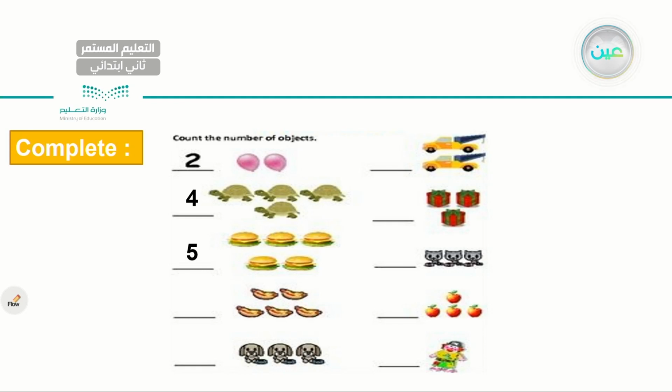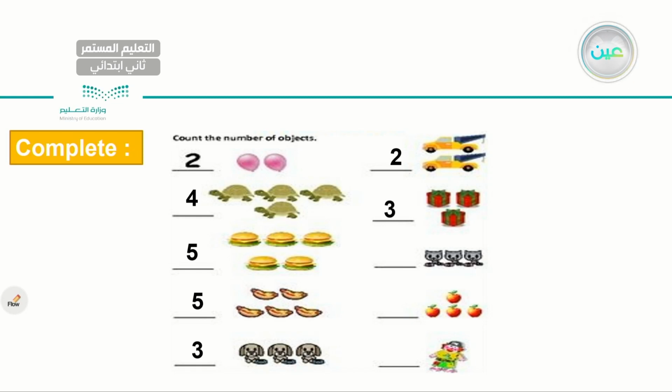Next, how many hot dogs or sandwiches can you see? Count. 1, 2, 3, 4, 5. I have 5 hot dogs. Very good. Next, how many dogs can you see? Count. Write down your answers. 1, 2, 3. I have 3. Very good. Next, how many trucks or cars can you see? 1, 2. I can see 2 cars. How many presents can you see? Count. Write down your answers. 1, 2, 3. I can see 3 presents or 3 gifts.